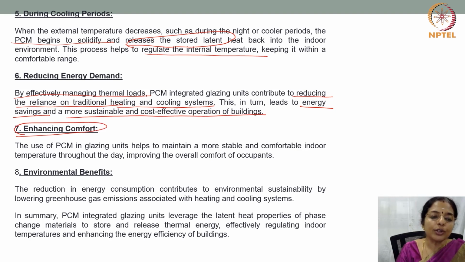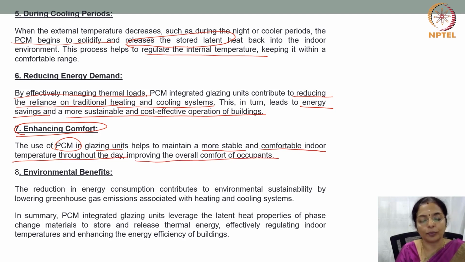The use of phase change material in glazing units helps to maintain a more stable and comfortable indoor temperature throughout the day, improving the overall comfort of occupants. Also, PCM integrated windows offer environmental benefits. The reduction in energy consumption contributes to environmental sustainability by lowering greenhouse gas emissions associated with heating and cooling systems.